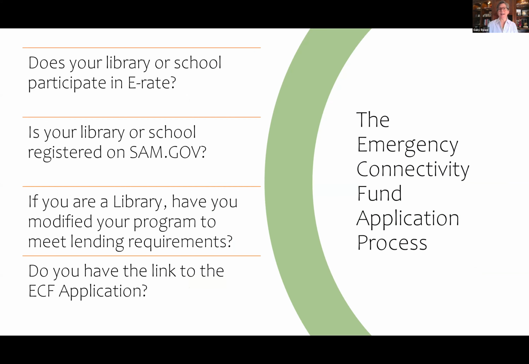So what are the questions that we encourage libraries and K-12 programs to be asking themselves at this point in the process? The first and most important is, does your library or school currently participate in E-rate? The second is, is your library or school registered on SAM.gov, which is the way in which you get paid by ECF? Third, if you are a library, have you modified your program to meet the lending requirements for ECF lending programs? And we're going to go over what that looks like in just a minute. And then, of course, do you have the link to the ECF application? And we're about to answer all of these questions for you.